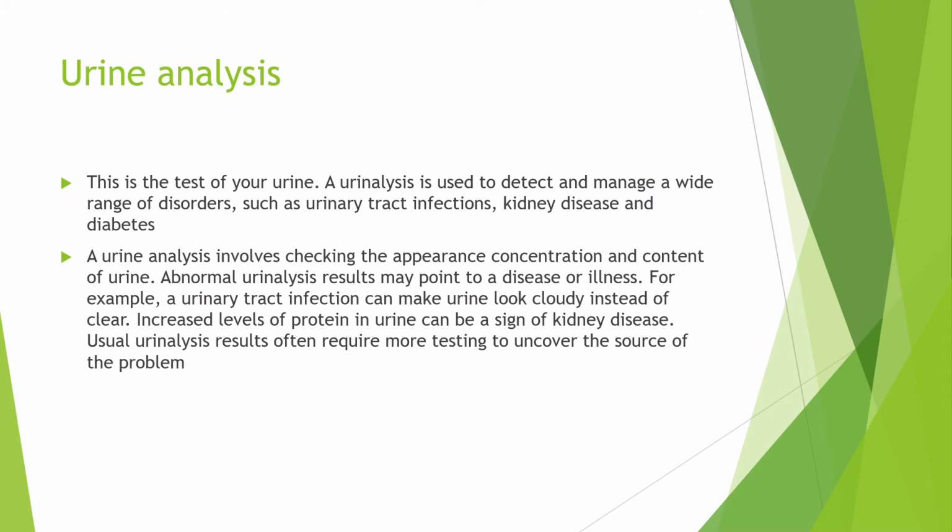Moving to urine analysis, this is the test of your urine. Urine analysis is used to detect and manage a wide range of disorders such as urinary tract infection, kidney diseases and diabetes. Urine analysis involves checking the appearance, concentration and content of urine. An abnormal urine analysis result may point to a disease or illness. For example, UTI can make urine look cloudy instead of clear. An increased level of protein in urine can be a sign of kidney disease. And unusual urine analysis results often require more testing to uncover the source of a problem.